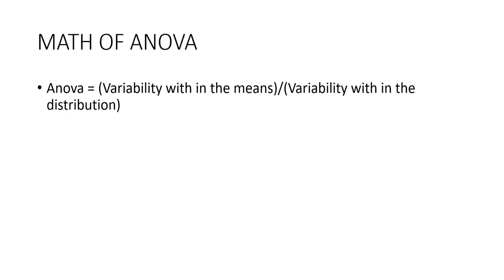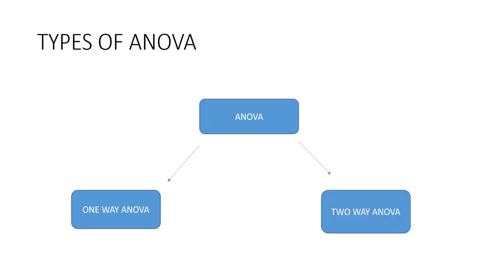Let's continue with the two-way ANOVA practical example. This is the complete equation. You need to understand ANOVA. ANOVA is equal to variability between the means divided by variability within the distribution. It's a simple equation we have discussed even in the previous videos.